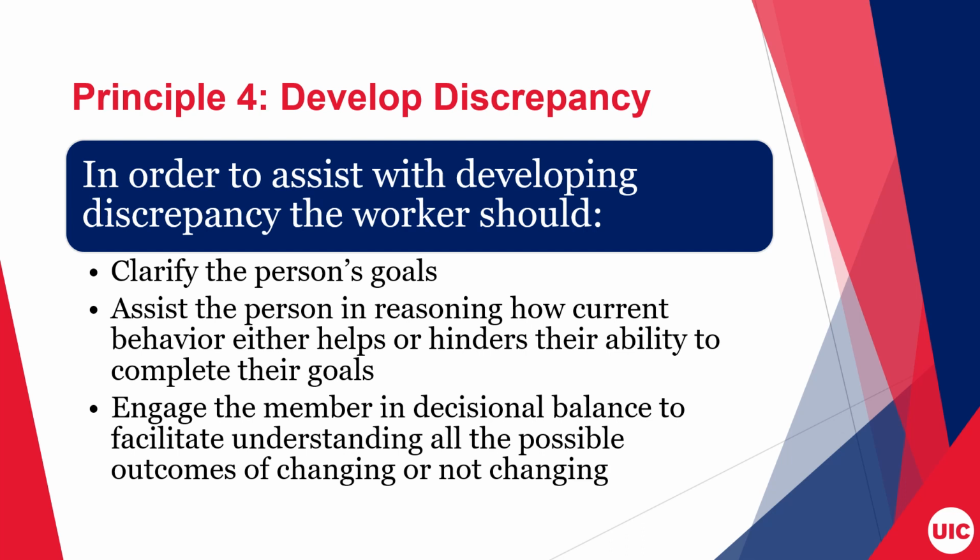Program staff can help members develop discrepancy by working with the member to clarify their goals. What does the member want, and how do those goals align with their values? They can help the person identify how their current behaviors and choices either promote or hinder their ability to achieve those goals. Finally, a decisional balance exercise can help the member identify the benefits and risks associated with either changing or not changing. This is essentially a list of pros and cons of keeping the member's behavior the same and the pros and cons of making a change.